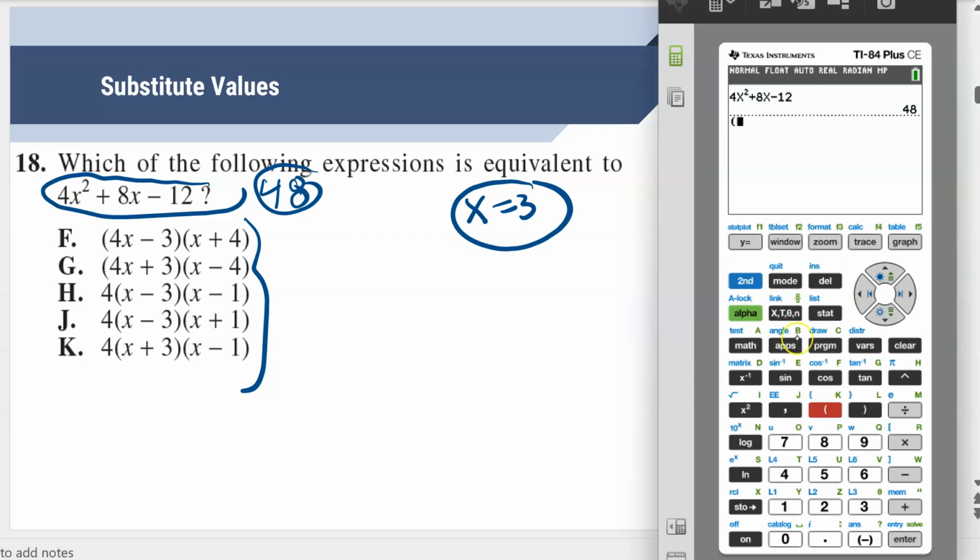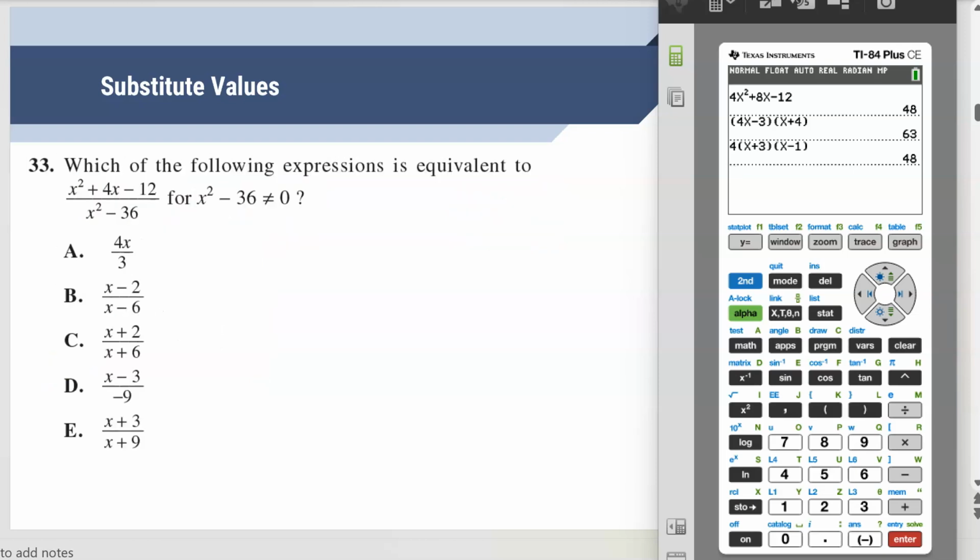Well, let's start typing them in. We can see this one gives us an answer of 63, which is not correct. I can type in all the other ones, but if I go to letter K and try that one out, 4 parentheses x plus 3, and then x minus 1, hey, we get 48. The answer must be letter K. That's the way this technique goes.